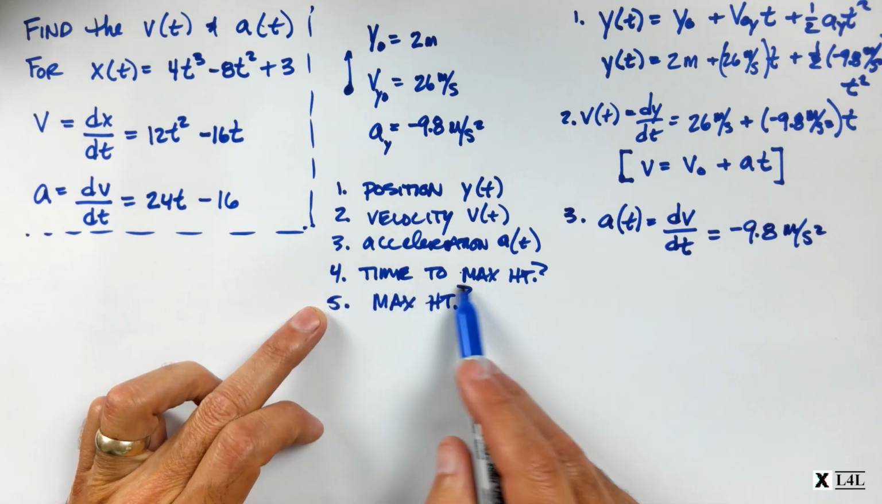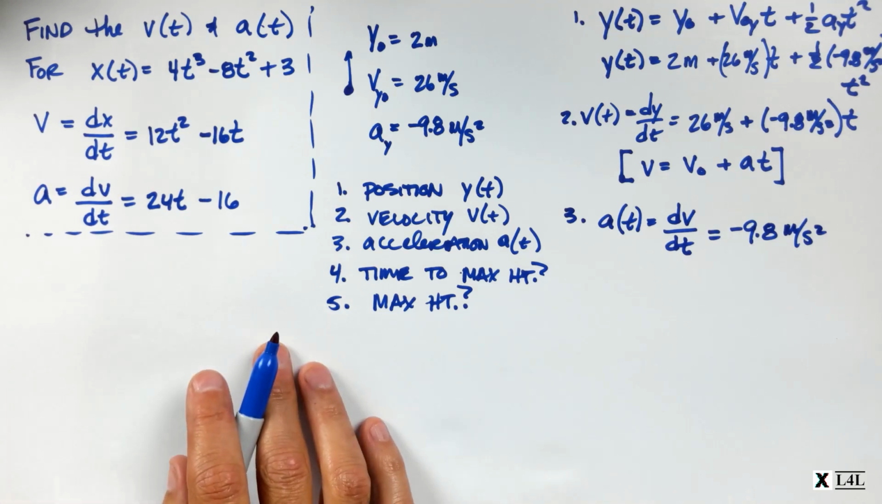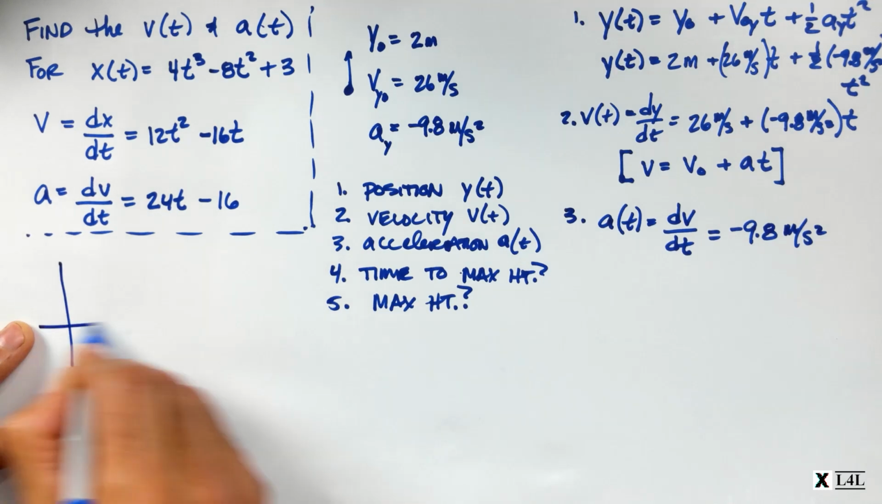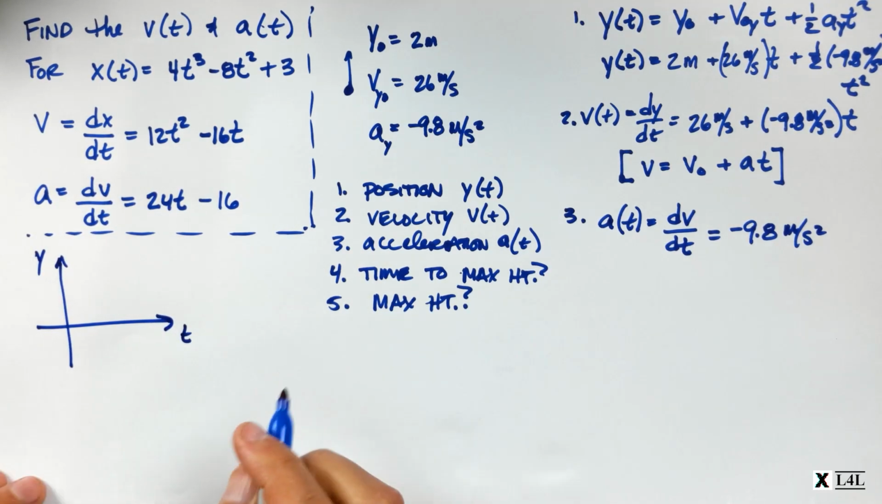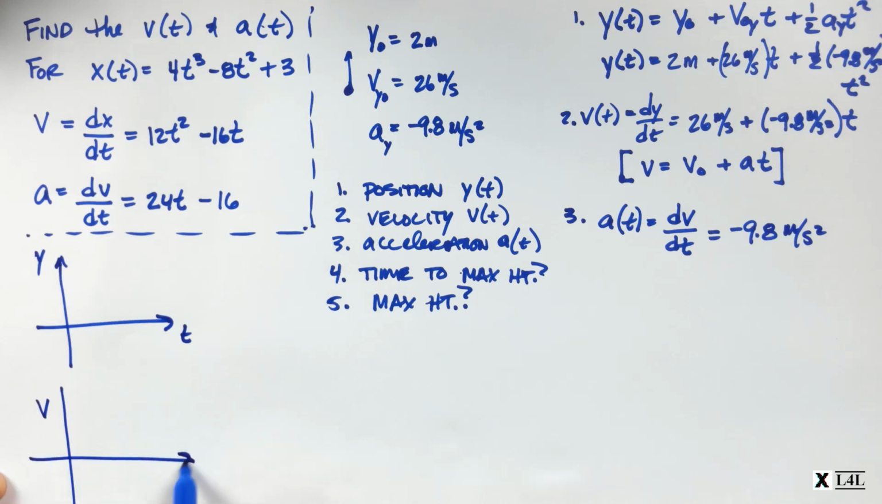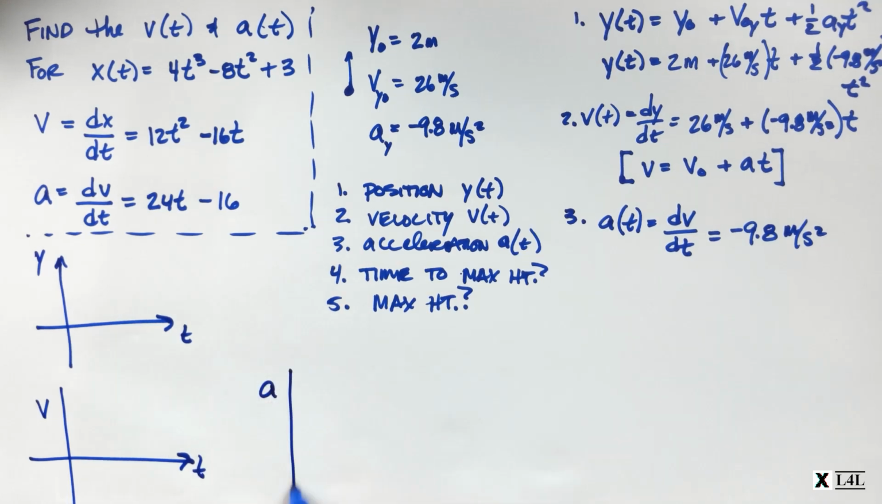And number 4 is time to max height. Well, to look for time to max height, I want to actually look at this graphically. Let's take a look at this graphically. What does this look like? Here is our position versus time graph, or vertical position versus time. We also have a velocity versus time function. And let's talk about acceleration here as well versus time.